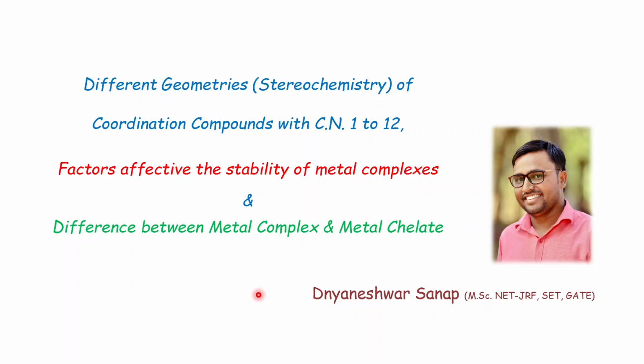In this video lecture, we will discuss the different geometries, that is, the stereochemistry of a coordination compound with coordination number 1 to 12. Also, we discuss the factors affecting the stability of metal complexes. And the last point is the difference between the metal complex and the metal chelate. Let us see one by one.